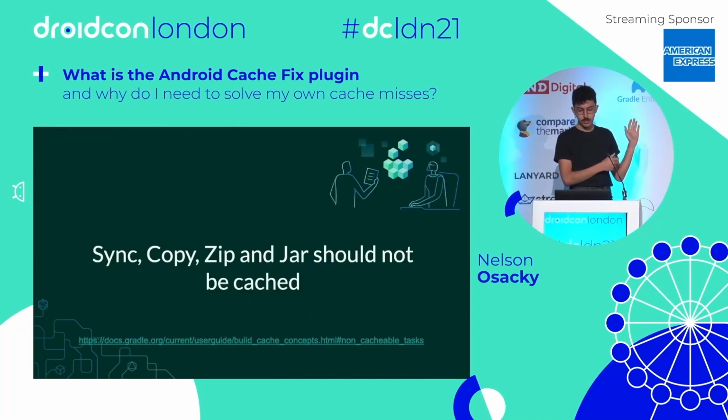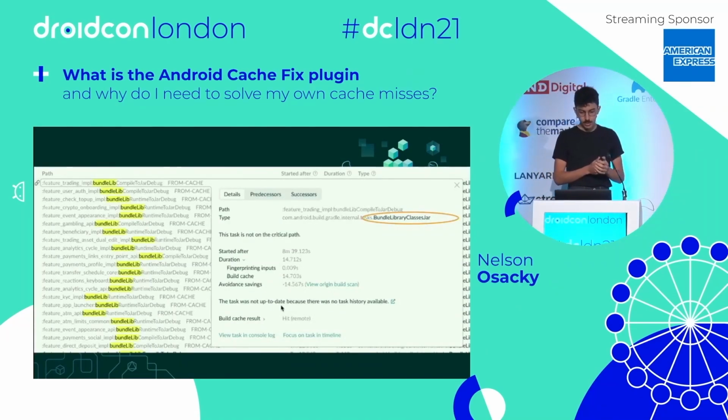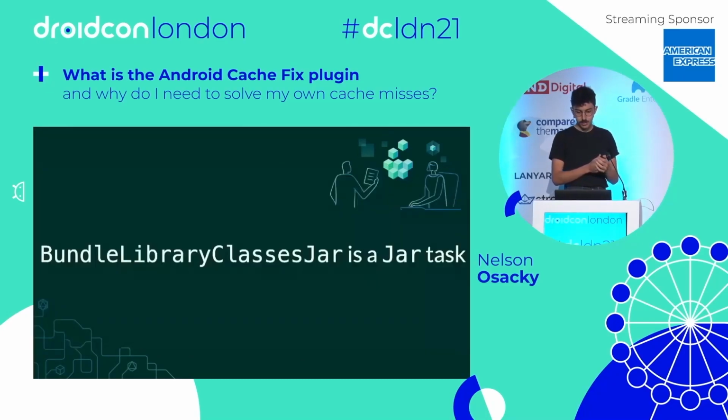And this is documented in the Gradle user guide. Sync task, which moves something from one place to another. Copy, which copies it from one place to another. If you're zipping something, you don't want to zip it and then zip it up in the build cache. Jar task, which creates a jar file, which is also basically a zip, should not be cached. So this bundle library classes jar is basically a jar task, and so it shouldn't be cached.